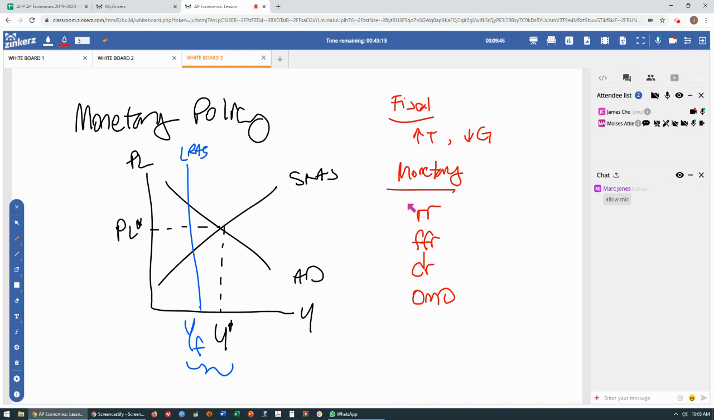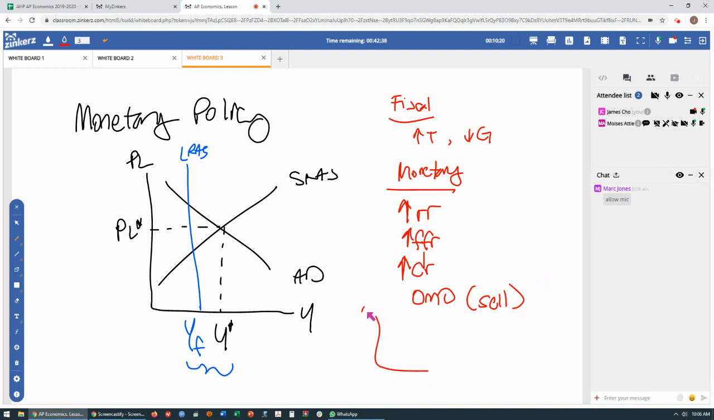To shrink AD, they will increase the federal funds rate and increase the discount rate. And for open market operations, do we buy or sell? We buy bonds from people, which means we're giving them money. Wait, if we buy bonds from people, what are we giving them? Money. So you want to sell bonds to people, and then you're going to pull money out of the economy.